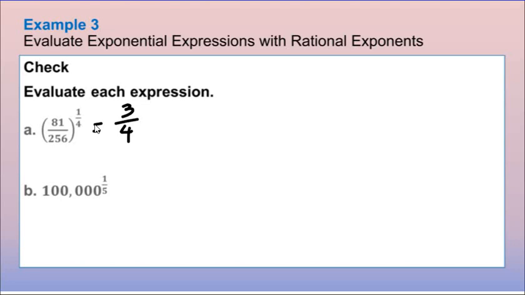Next, we would have 100,000 raised to the 1/5 power. So this one with powers of 10, those are a little bit easier. So what do I multiply 5 times to get 100,000? You'll notice that there are 5 zeros. So that means this would be 10. Because 10 times 10 times 10 times 10 times 10, do that 5 times, you would get 100,000.